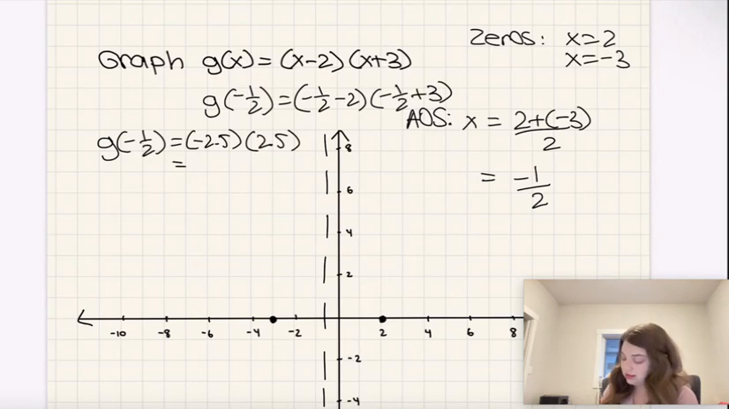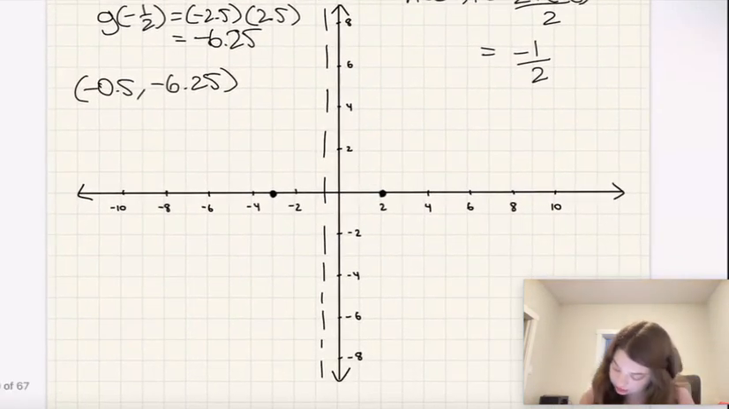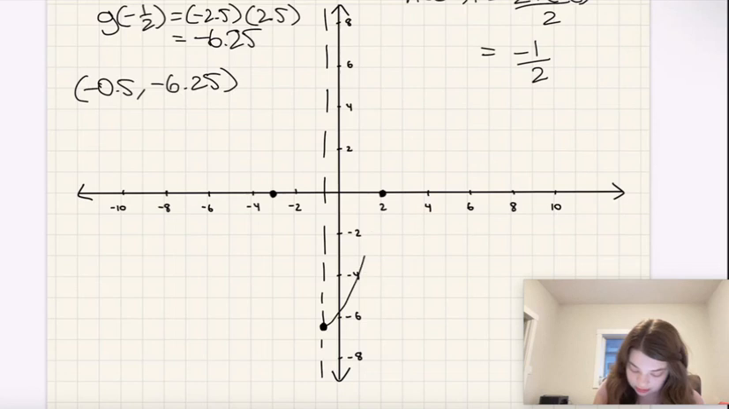And that is going to give us, let's see, I'm actually not entirely sure. Let's see what that would give us. That would give us -6.25. So therefore, the vertex is at -1/2 or -0.5, comma, -6.25. So I'm just going to draw that right there. And then I'm going to just connect my 3 points.